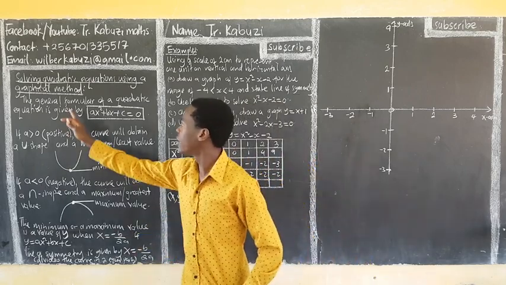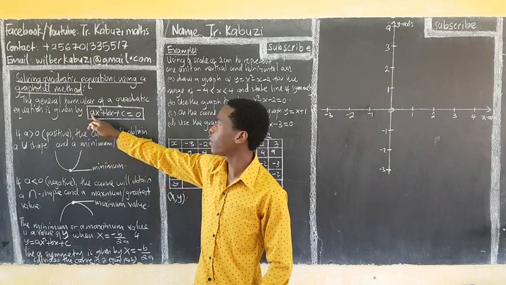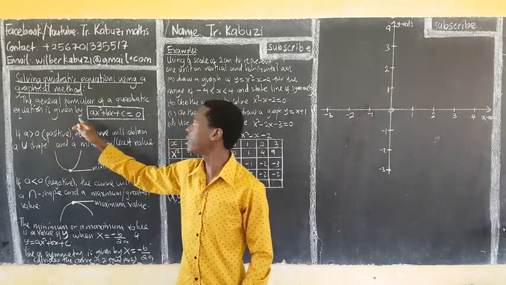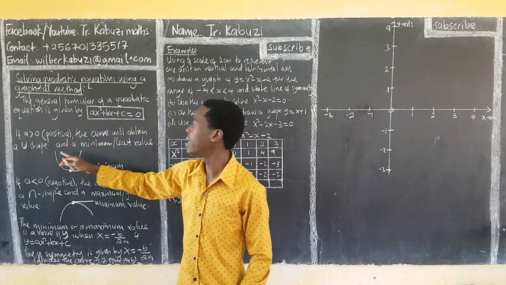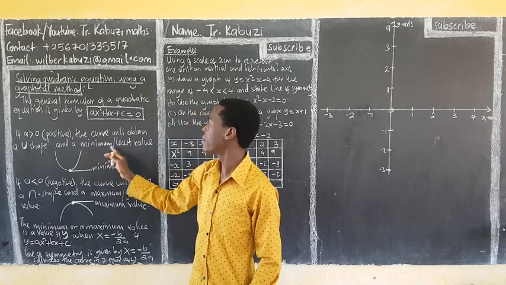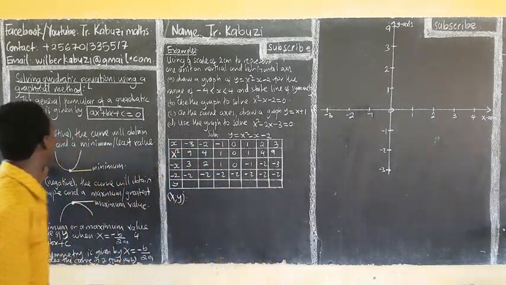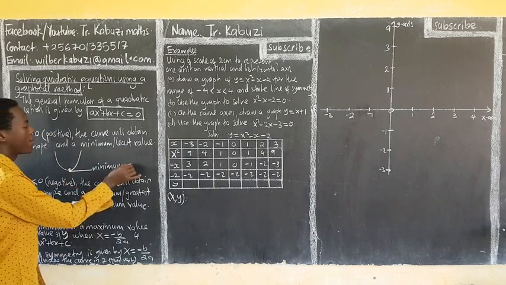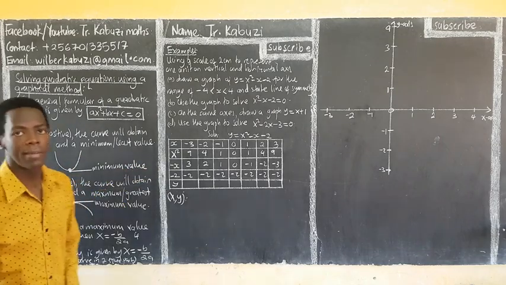Okay, start with the general formula of a quadratic equation, which is given by ax squared plus bx plus c equals 0. If a is positive, where a is the coefficient of x squared, the curve will obtain a U shape, and it will look like this, with a minimum or least value. So this point is always going to be our minimum value. If it has this shape, it's going to be a minimum value.